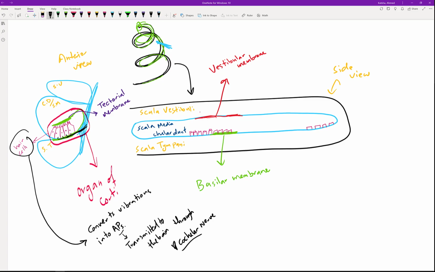We have a group of cells. Those cells have hair. Above those hairs there is this tectorial membrane. It touches them, and we have the scala vestibuli, the scala media, and the scala tympani. All of them are filled with fluid. And we said the function of the organ of Corti is to convert vibrations into action potentials. So what we need to understand now is how this process is happening.